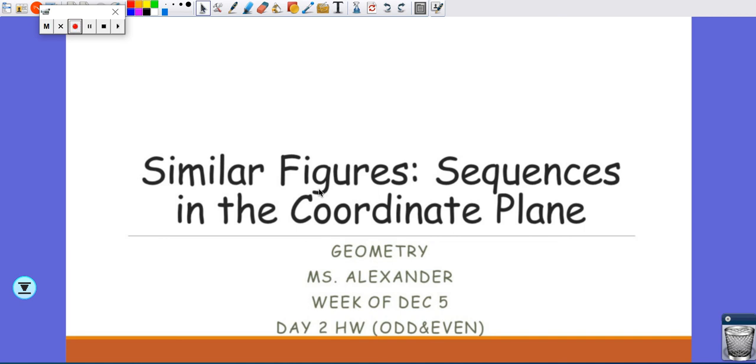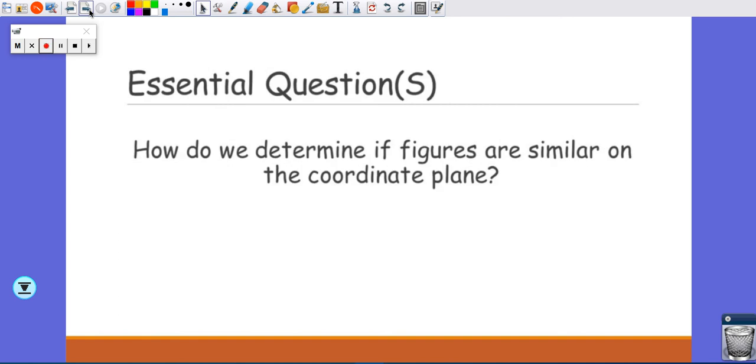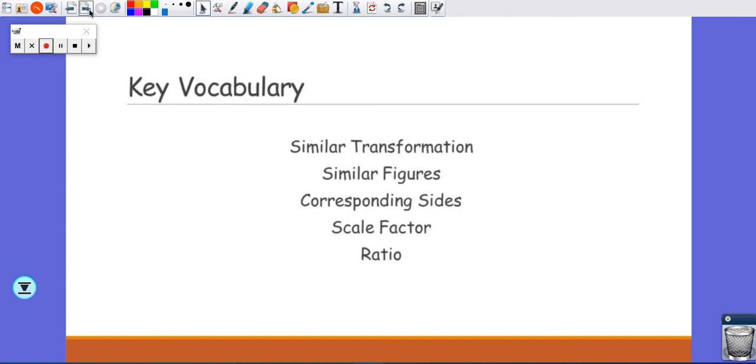Alright guys, so we're going to talk about how to perform a sequence of transformations when you have similar figures in the coordinate plane. So we did congruent figures before, but here we're going to do similar figures. Our key vocabulary here is similar transformations, similar figures, corresponding sides, scale factor, and ratio.